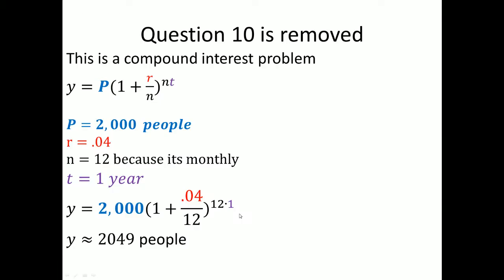Next, question 10. I just want to bring this to your attention. Question 10 was removed because it's actually a compound interest problem, okay? This is just a solution if you would like to see it, but it's not going to be on the test, right? P is for the principal, which is the starting amount, which is 2000. The r was 0.04 growth. n is 12 because it's monthly. t was 1 year. Plug it into your calculator. That's only if you want to see it, but it's not going to be on the test.